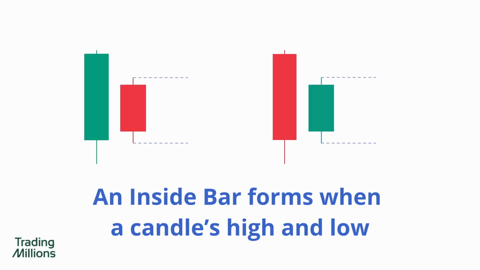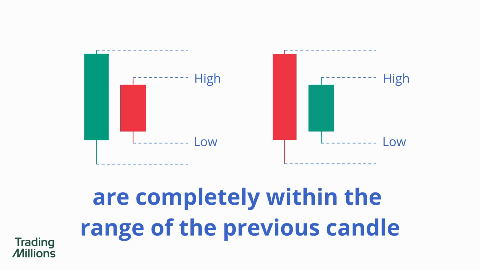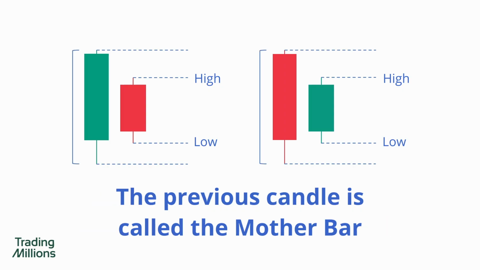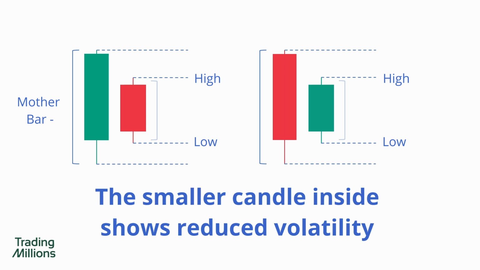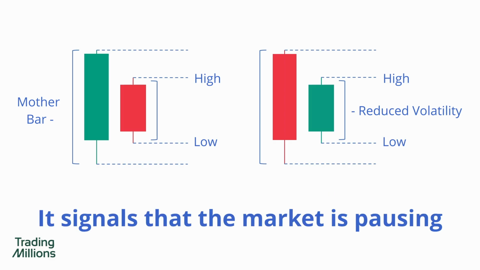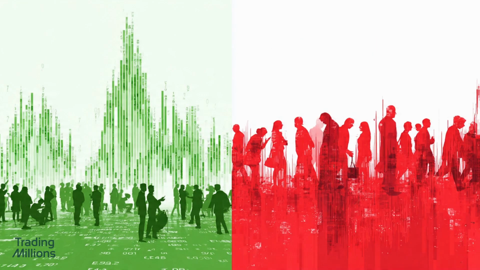An inside bar forms when a candle's high and low are completely within the range of the previous candle. The previous candle is called the mother bar. The smaller candle inside shows reduced volatility. It signals that the market is pausing. Buyers and sellers are temporarily balanced.